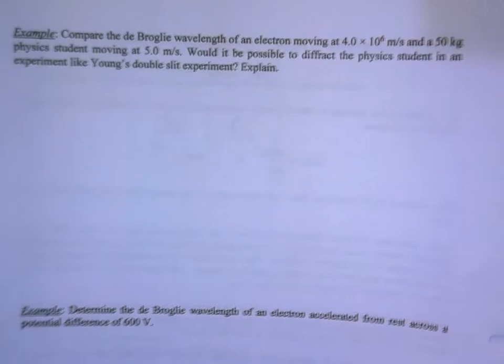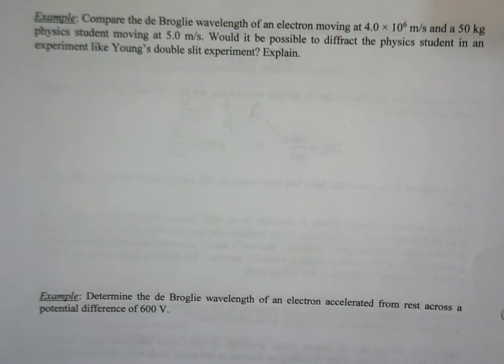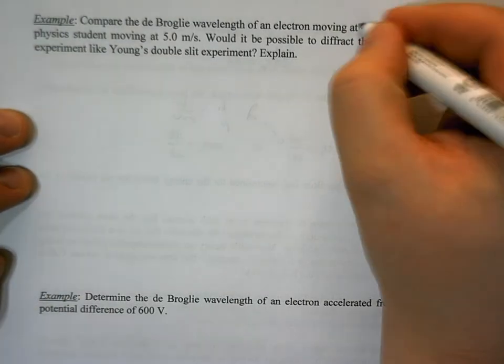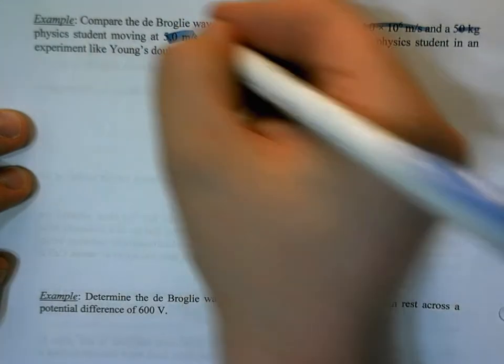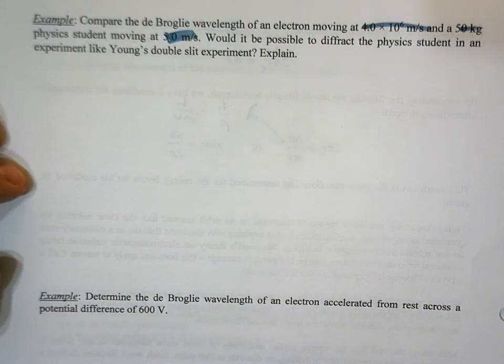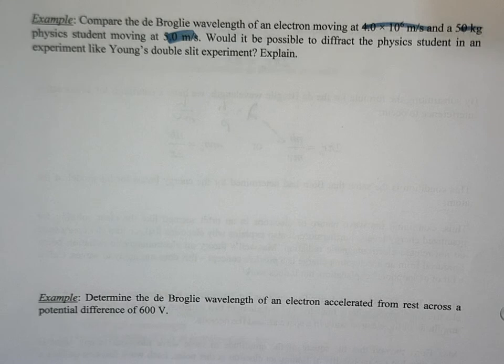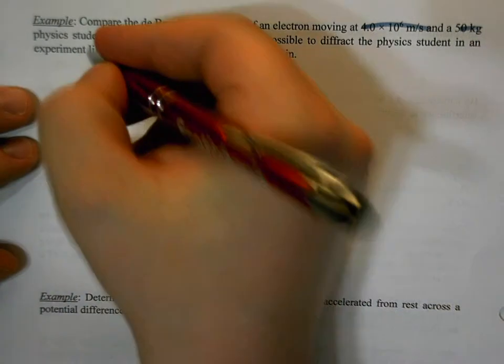So let's look at some examples, kind of tying up the quantum model. For us, the quantum model has been slightly refined over the years, but it is still the gold standard of our atomic model. So we'd like to compare the de Broglie wavelength of an electron moving at 4 times 10 to the 6 meters per second and a 50 kilogram physics student moving at 5 meters per second. Could we diffract the student? Explain. All right, let's look at the electron.